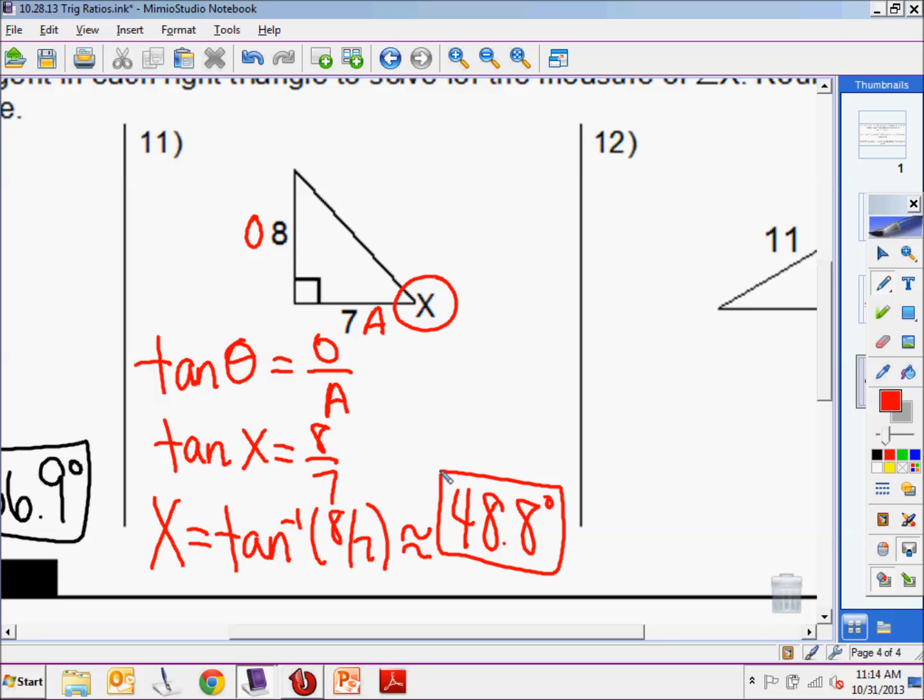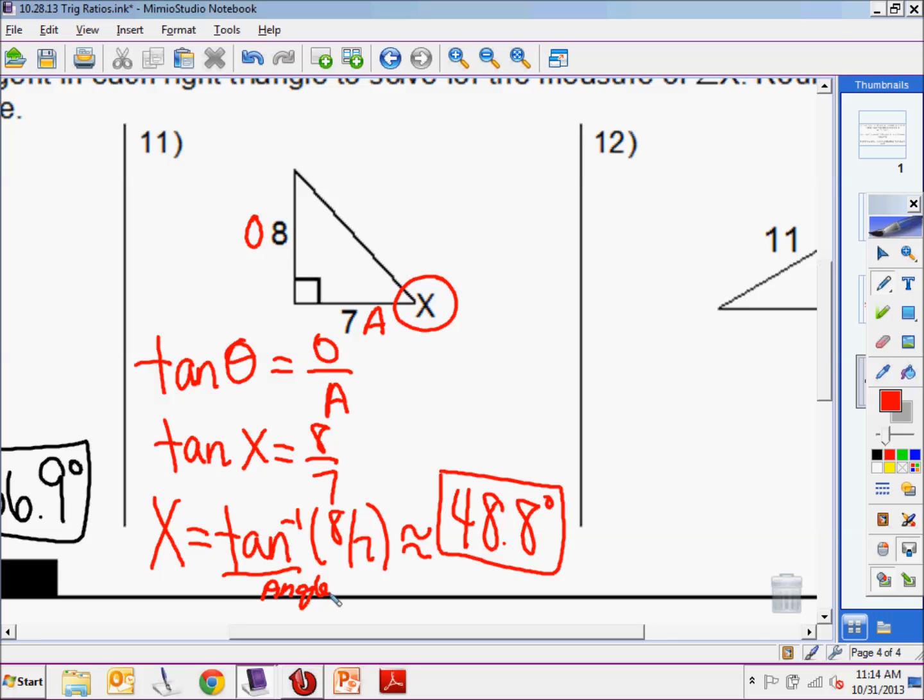Because you use inverse when you're solving for an angle. It's a regular tan if I'm solving for a side. I use inverse of tangent, or inverse of any trig ratio, when I'm solving for the angle. Inverse is used when I need an angle.